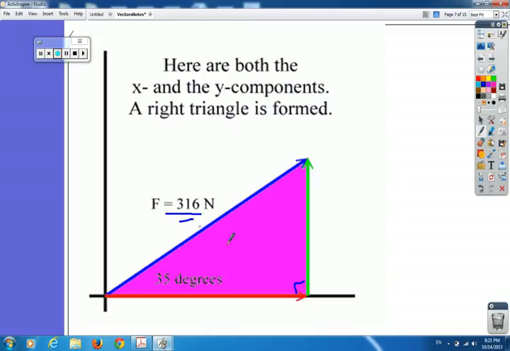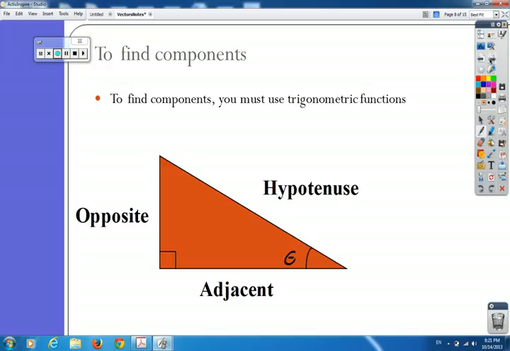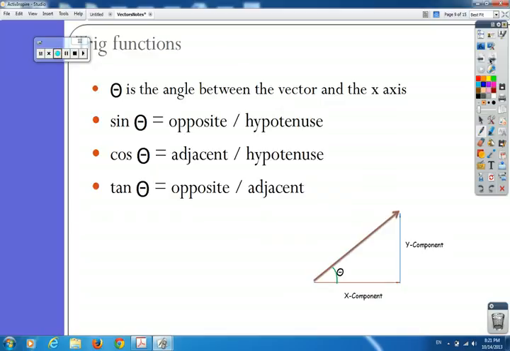So if your hypotenuse is 316 and there's your angle of 35 degrees, can you tell me what that Y component is, and can you tell me what that X component is? Use your trig functions. Your theta is the angle between the vector and the X. Keep it standard. Keep your angle with the X-axis. That way you won't get lost in the trig functions. So you know the sine is opposite over hypotenuse. The cosine of that angle is adjacent over hypotenuse, and tangent is opposite over adjacent.